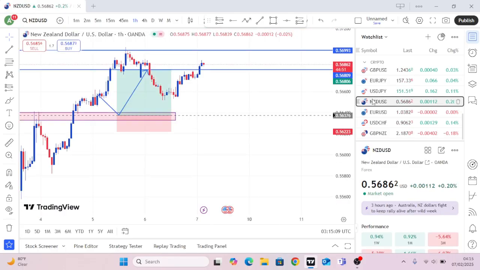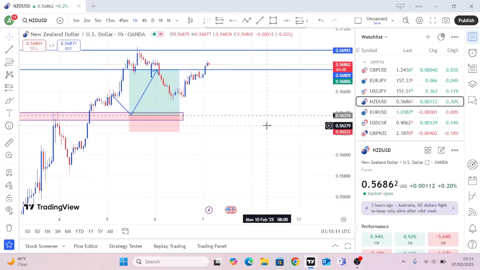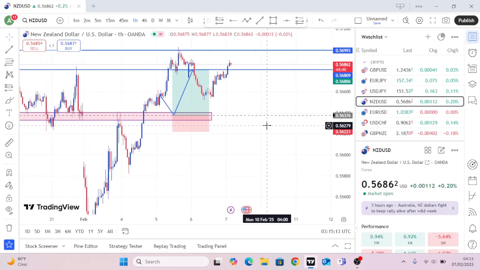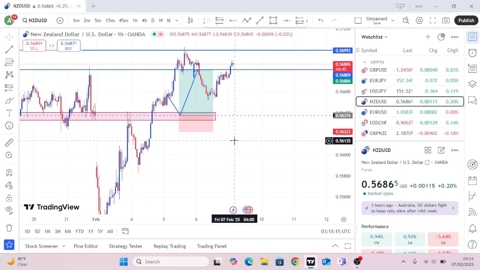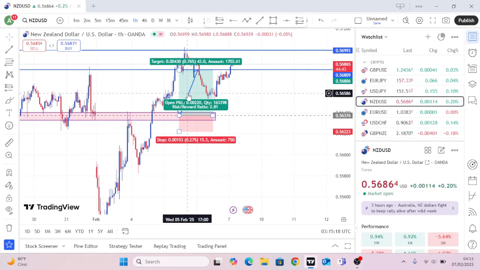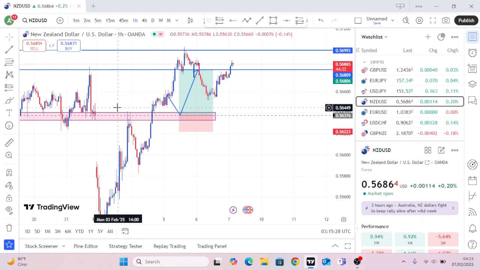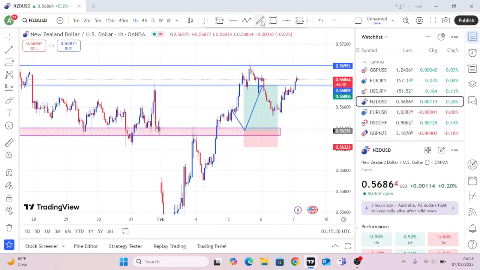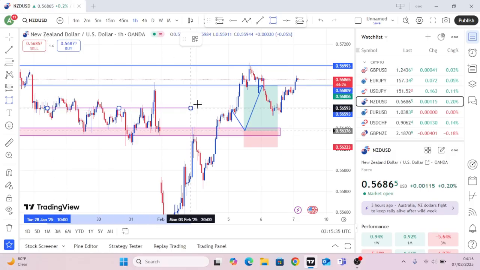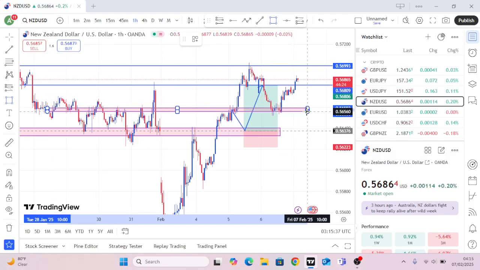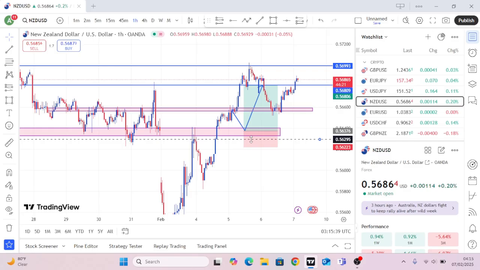NZD USD, that trade is so pissing me off. This trade went in my direction, but NZD USD was a trade that I never entered. I was expecting it to come to this key level which I marked out, and it never made it to the key level. But it seems like NZD USD is creating a different key level, which, if you take a look at this zone, is respected right here. So this is a different key level.